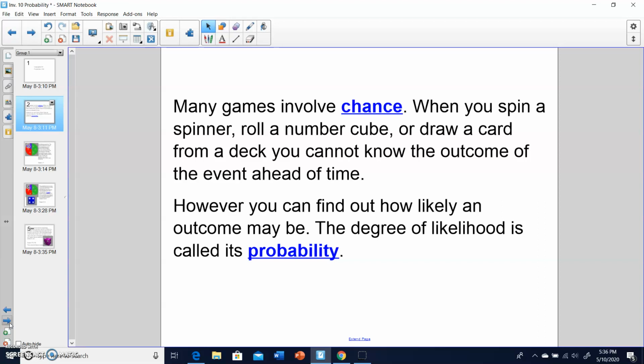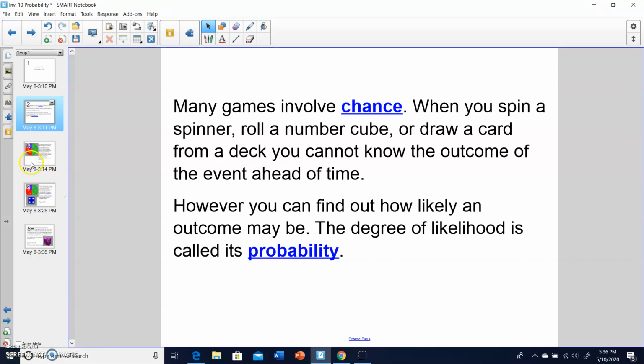So am I more likely to draw a heart from a deck of cards, or am I more likely to draw a diamond? What is the probability of me drawing a card I want? The likelihood of it happening.